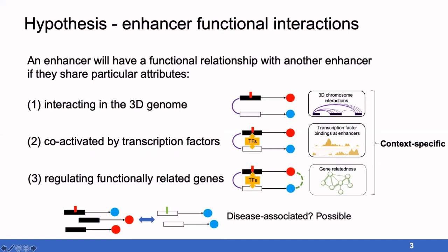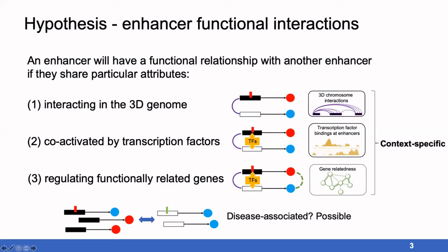The first one is they are interacting in the 3D genome. When people analyze Hi-C or ChIA-PET data, most of them are interested in the enhancer-gene interactions. But when you analyze the data, you actually observe a lot of interactions between enhancers and enhancers. And some people also observe interactions between promoters and promoters. They are physical interactions, so they are also significant. So they have their own biological meanings.